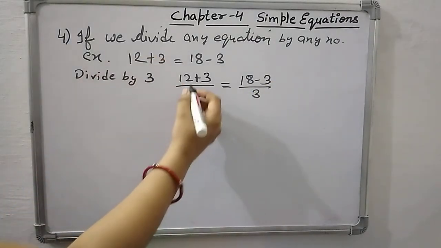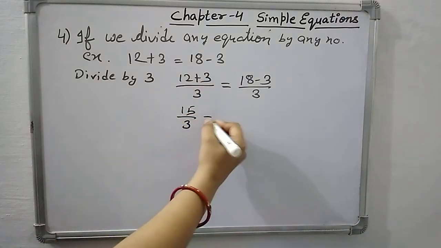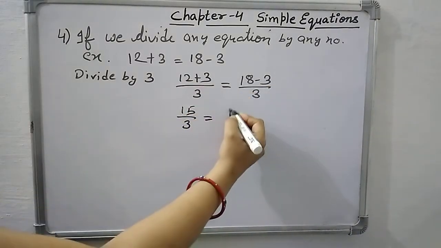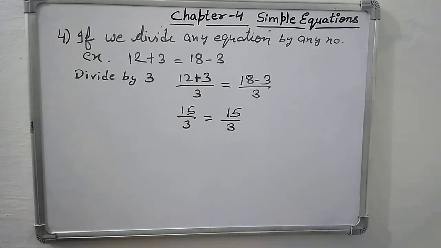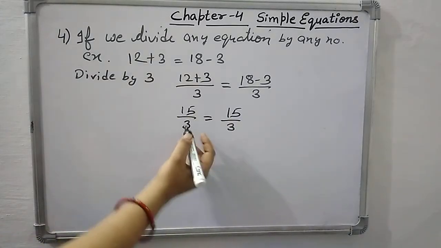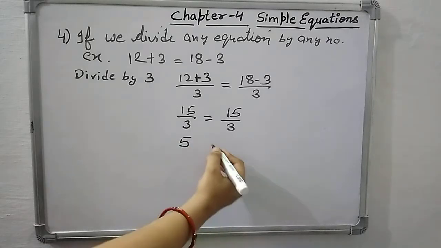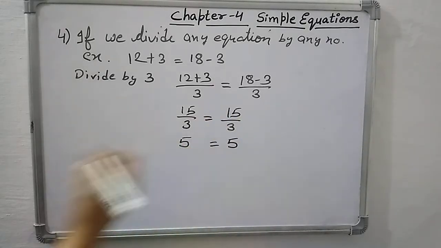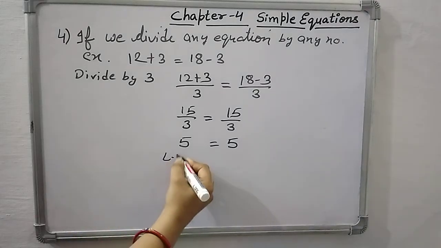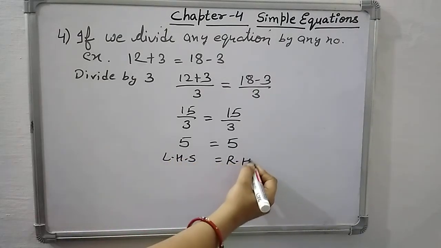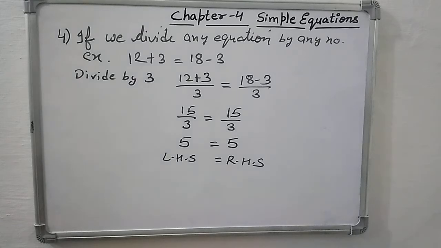Now we can solve it. 12 plus 3, 15 divided by 3. RHS is 18 minus 3, that is 15 divided by 3. Now in LHS, on dividing 15 by 3, we get an answer as 5, and in RHS, on dividing 15 by 3, we get an answer as 5. Here also LHS is equal to RHS, hence the equation is balanced. So all these 4 operations state that equation remains balanced even if we add, subtract, multiply and divide any number to it.